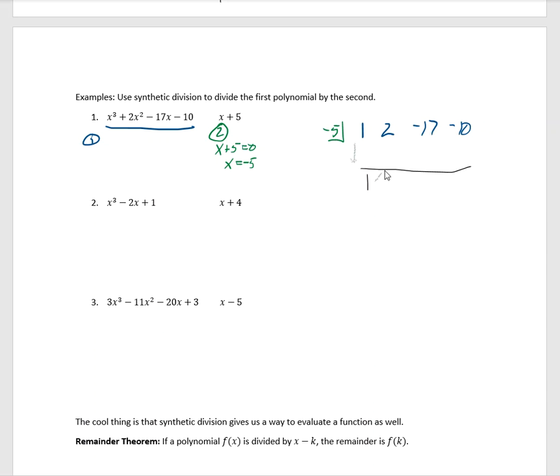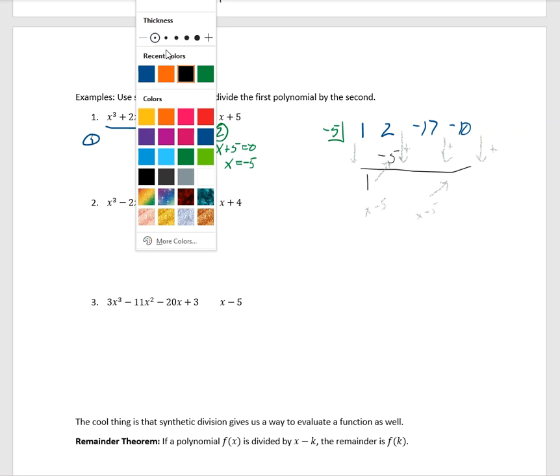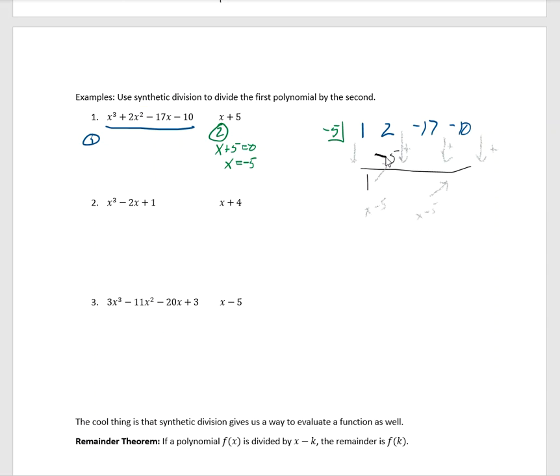Now, to move up and over, we're going to multiply by negative 5. So negative 5 times 1 is negative 5. And then we add straight down. When we go straight down, we add. So we multiply by negative 5 to go up and over, and we always add straight down. Add straight down, multiply to go up and over. All right, I'm going to make this a little bit bolder so we can see it better. Negative 5, 1. So 2 and negative 5 is negative 3.